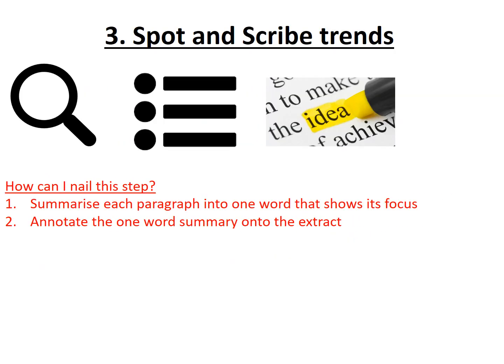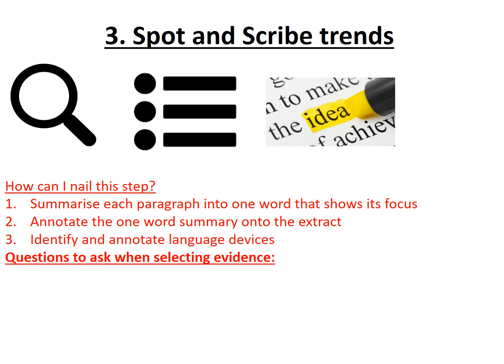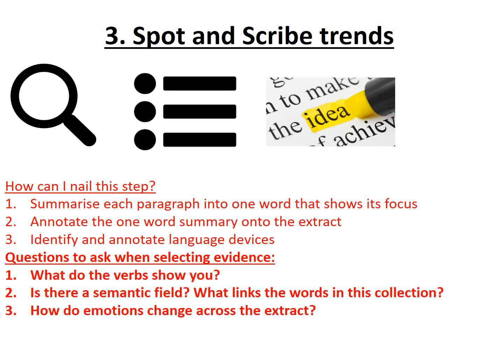So now you've summarised each paragraph into a word, you're now ready to identify and annotate the granular detail of language devices that spring out to you. You need to be considering a few questions when selecting evidence. What do the verbs show you? Is there a semantic field? If so, what links the different words in the collection you're shown? How are emotions changing across the extract in front of you? And is the mood echoed in some way against the sentence type choices that the writer has crafted?